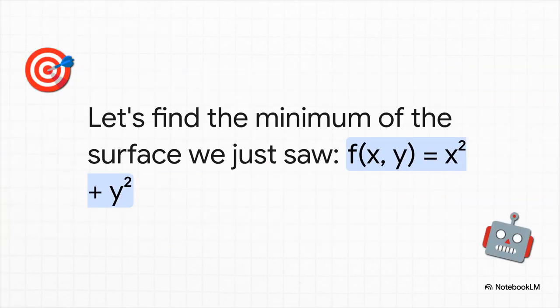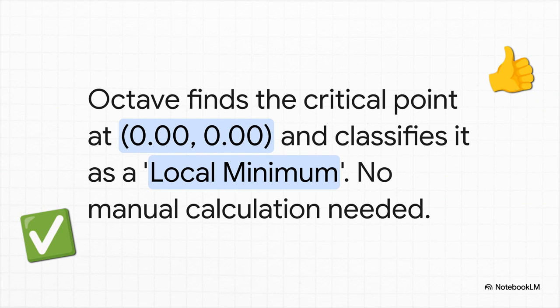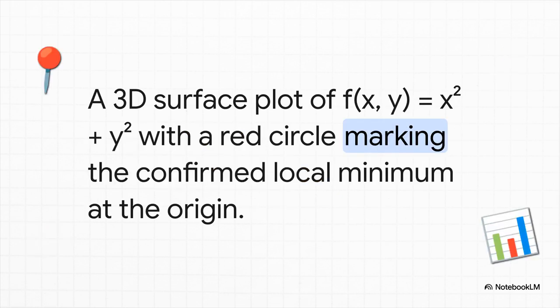But remember that bowl shape, that paraboloid we just looked at? Well, we can just tell Octave to run through that entire optimization process for us. And boom, there's your answer. And the crucial part here is that Octave doesn't just spit out some coordinates, it does the whole analysis and gives you the definitive classification. It's a local minimum. All those complex steps are just done. And when you plot it, you get that aha moment. It's the visual proof. It's like having a GPS for your mathematical map that doesn't just give you coordinates, but puts a big red pin right on the lowest valley for you.